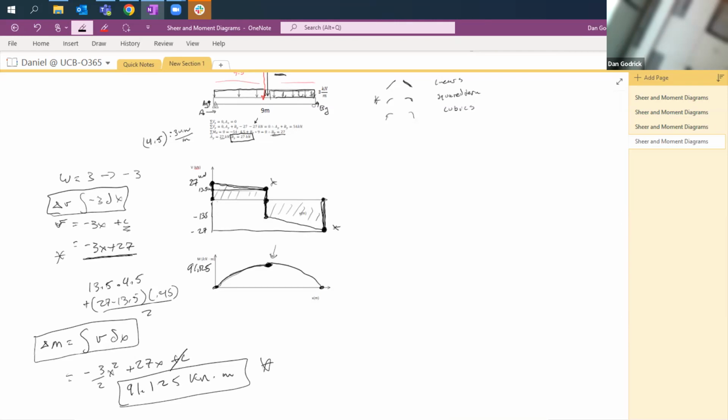And if we have more than one applied discontinuity, we just need to be very careful with our starting and ending points when we do that.